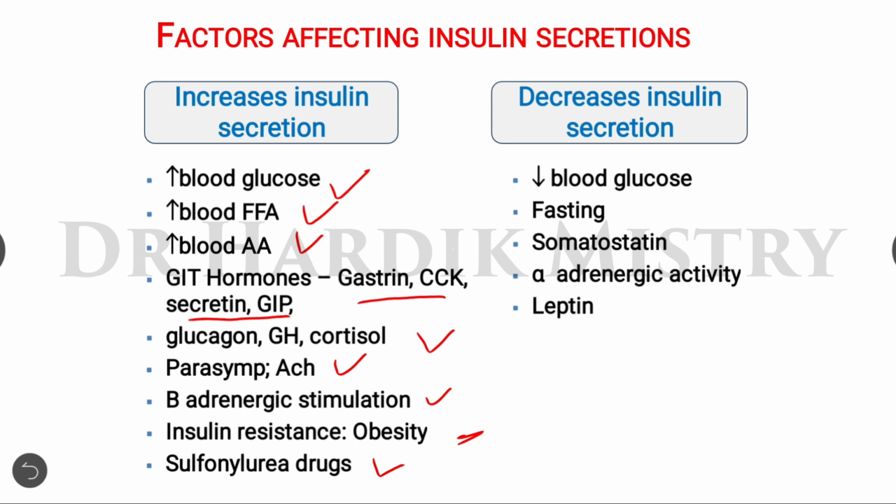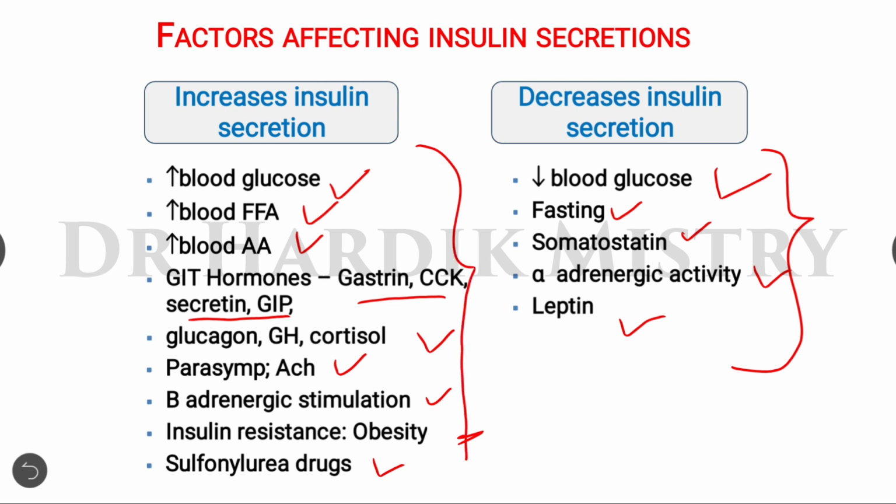Now in which conditions will there be a decrease in insulin secretion? First, when the blood glucose level is decreased, in the fasting condition the insulin secretion is decreased, as well as by somatostatin, alpha-adrenergic activity and leptin. So all these are the factors which decrease insulin secretion, and those were the factors which stimulate insulin secretion.